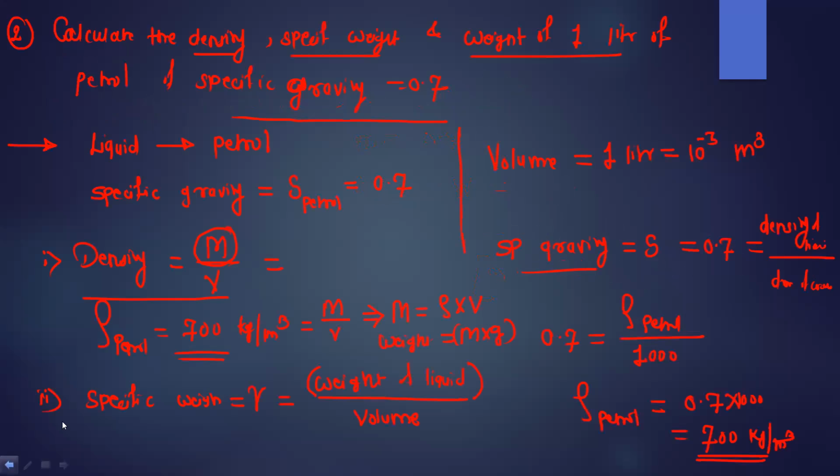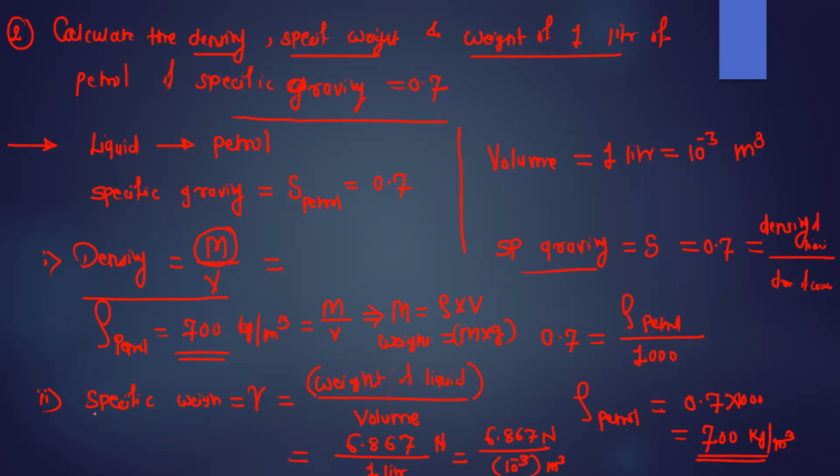So the question was to find the density, then the specific weight, and the weight of 1 liter of liquid. Now we can calculate the specific weight as the weight of the liquid. The weight of the liquid is 6.867 Newton, and its volume is 1 liter, which is 10 to the power minus 3 meter cube.